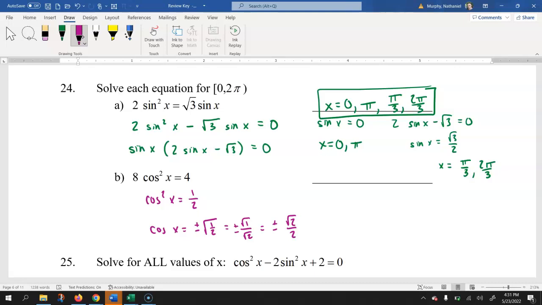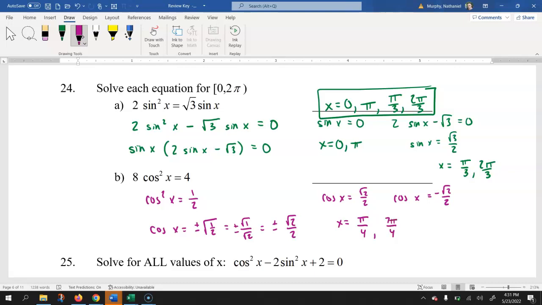One where the cosine of x equals square root of 2 over 2, and another one where cosine of x equals negative square root of 2 over 2. So where is the cosine of x a positive square root of 2 over 2? Well, that happens at pi over 4 radians. That also happens at 7 pi over 4 radians.